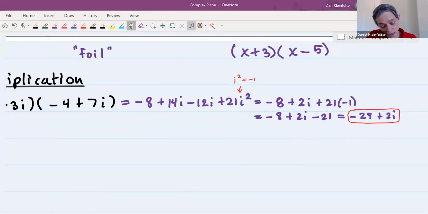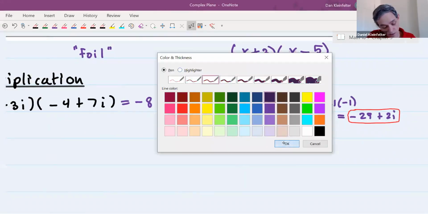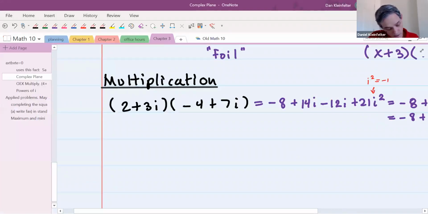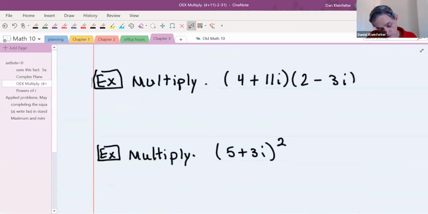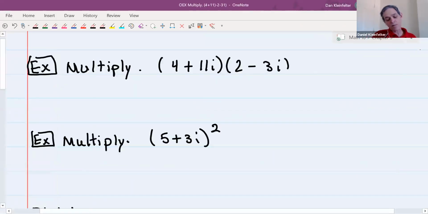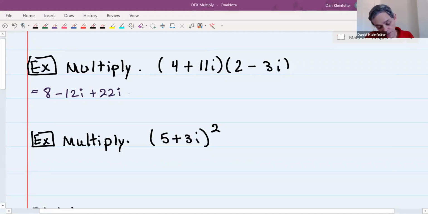All right, so I'm going to try that on a couple more just to be sure we are okay. Okay, so for this next one, we have 4 plus 11i times 2 minus 3i. So we'll do the firsts first. 4 times 2 is 8. Outers, 4 times negative 3i is negative 12i. For inners, 11i times 2 is 22i. For the last parts, 11i times negative 3i is negative 33i squared.